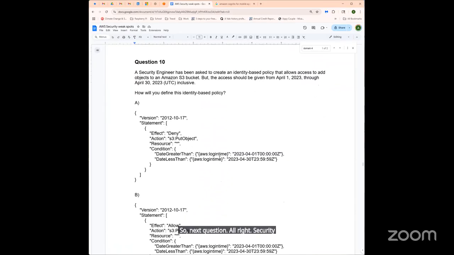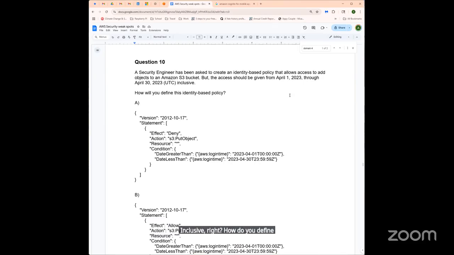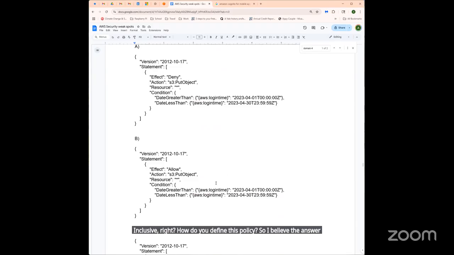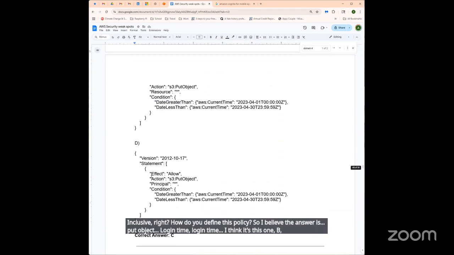Security engineers have been asked to create an identity-based policy that allows access to add objects to an S3 bucket, but the access should begin from April 1st, 2023 through April 30th, 2023, inclusive. How do you define this policy? I believe the answer is put object, login time. I think it's this one, B. But let's scroll down and see.